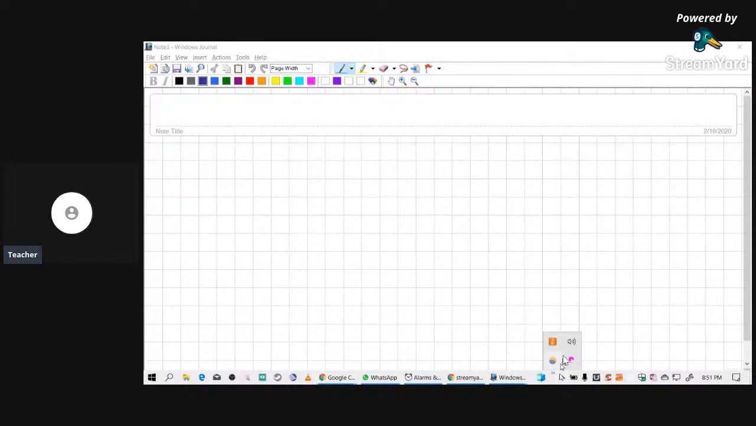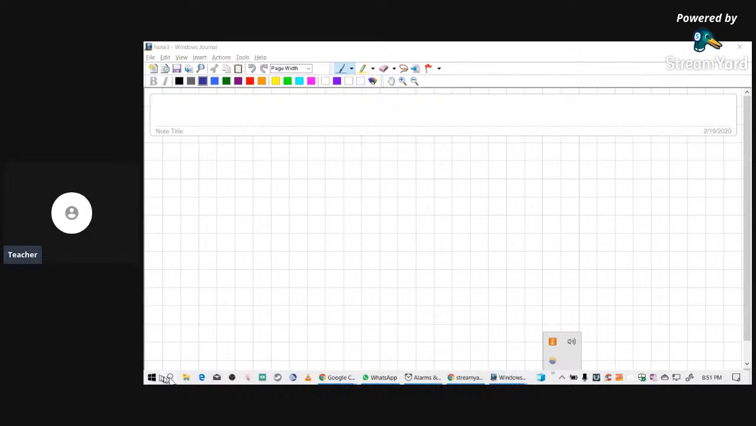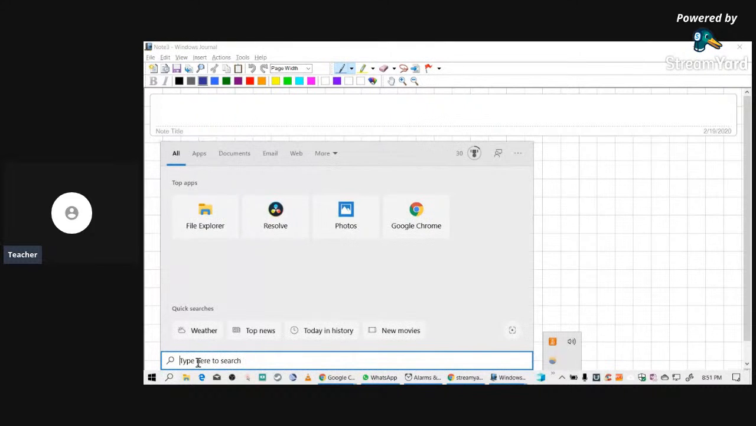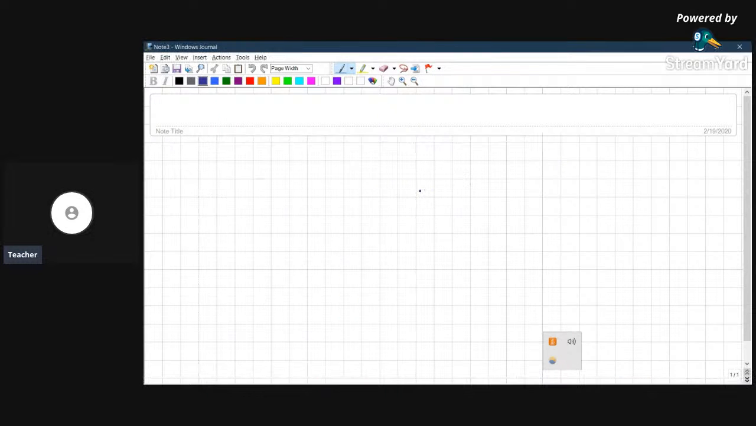Let's see if we can get this circle. Okay, hopefully we'll get this going. Okay, great. So I have my mouse highlighted now.